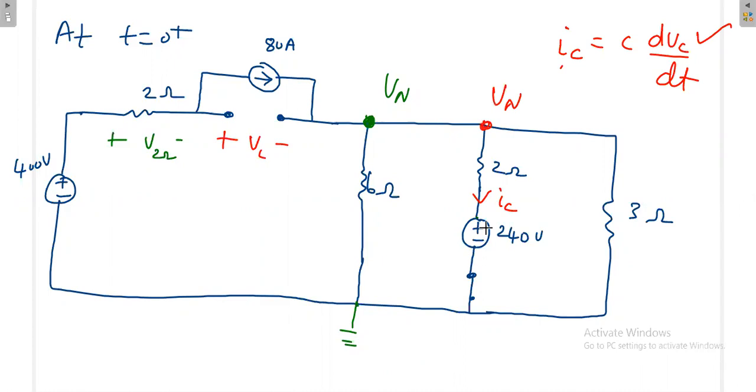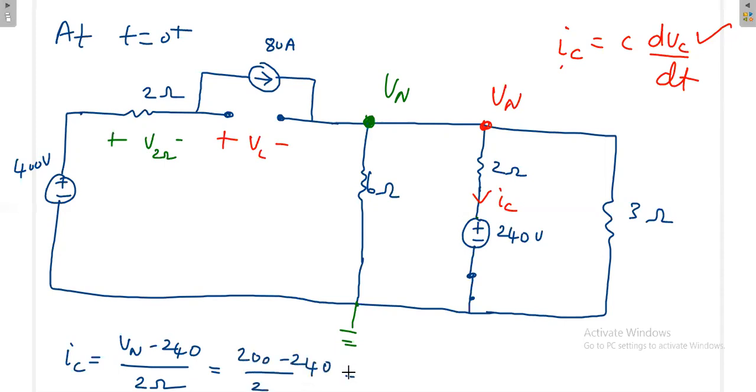This is 240 volt. Now, what would be the current? The current IC is very simply Vn minus 240, divided by 2 ohm. Again, you know Vn, the nodal voltage, is 200 volt. So 200 volt minus 240 divided by 2. Then what will be the current value? Minus 20 ampere. The current is going in some manner, that's okay, but this is our notation, IC.